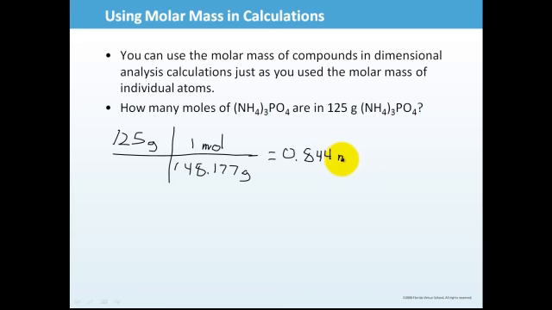0.8444 moles of NH4 3 PO4, of the ammonium phosphate. Alright, so that's how we use molar mass to convert between moles and grams, and then of course back the other direction, grams to moles.